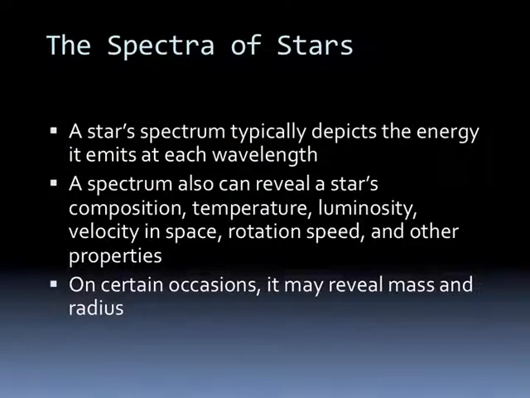Now the next thing we can see with the light from stars is its spectrum, and it depicts the energy it emits at each wavelength. The spectrum can also reveal a star's composition, its temperature, its luminosity, its velocity or speed in space, how fast it's rotating, and other properties. And on certain occasions it can even reveal the mass of a star and its radius. So being able to figure out the spectra of a star is a very important measurement.